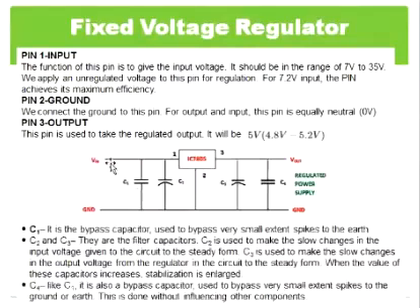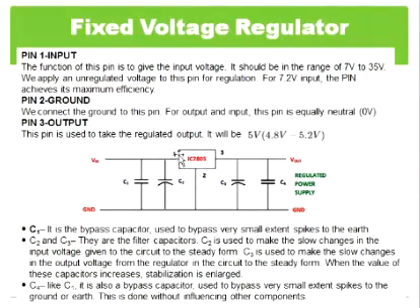In the input voltage we give here, there can be some noise, some sharp peaks. To bypass those we use C1. Then there is C2 here and C3 here. These are filter capacitors. C2 and C3 are used to bypass slow changes in the input and output voltage. C1 and C4 are bypass capacitors, and C2 and C3 are filter capacitors.